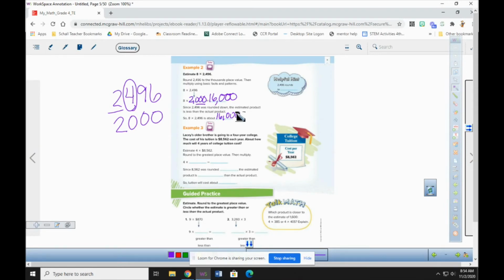Lacey's older brother is going to a 4-year college. The cost of his tuition is $8,562 each year. About how much will 4 years of college tuition cost? Again, they said about, so we're going to round. Estimate 4 times 8,562. Round to the greatest place value, then multiply.